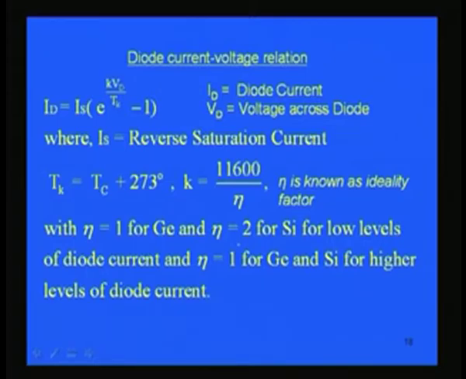So, the diode current ID is related to the voltage by this equation. IS is the reverse saturation current which we have discussed, and the Kelvin temperature Tk is given by centigrade temperature plus 273 degrees. This is Kelvin, mind it, not centigrade. This relationship is helpful in finding the characteristic of current versus applied voltage in a diode.